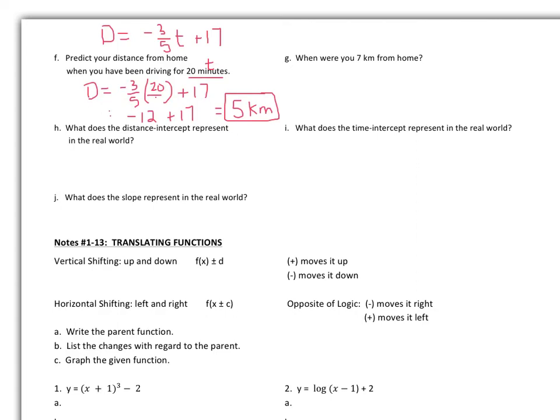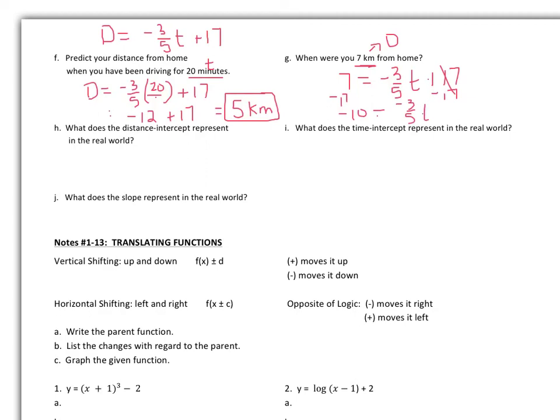Okay, when were you 7 kilometers from home? So the 7 kilometers represents the distance. So we're going to put that in for distance. So 7 equals negative 3/5 t plus 17. And so now we just have to solve for t. So we're going to subtract 17 from both sides. And that's going to give us a negative 10. And that equals negative 3/5 t.